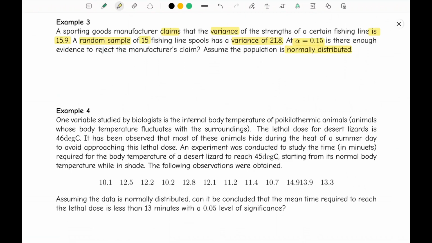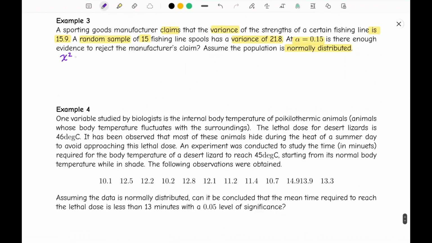So since this claim is about the variance, that is what tells me I'm going to do a chi-squared test. The chi-squared test has very strict requirements. We need a random sample, check, and we need a normal distribution, check. The claim here is that the variance of the strength of a certain fishing line is 15.9. So that means sigma squared, for variance, equals 15.9.